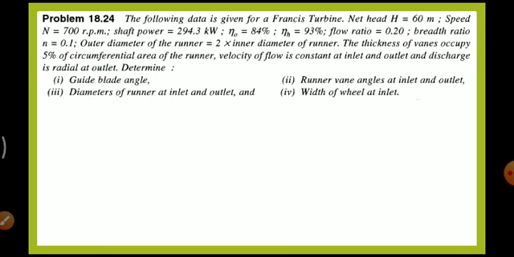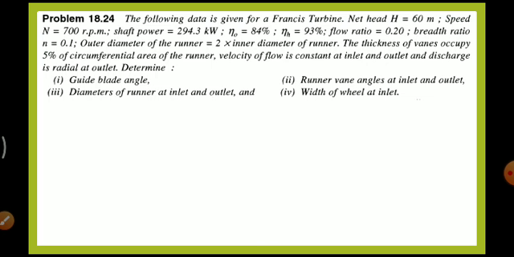The velocity of flow is constant at the inlet and outlet, that is vf1 is equal to vf2. And the discharge is radial. Discharge radial means we can conclude that beta is equal to 90 degree and vw2 is equal to 0.